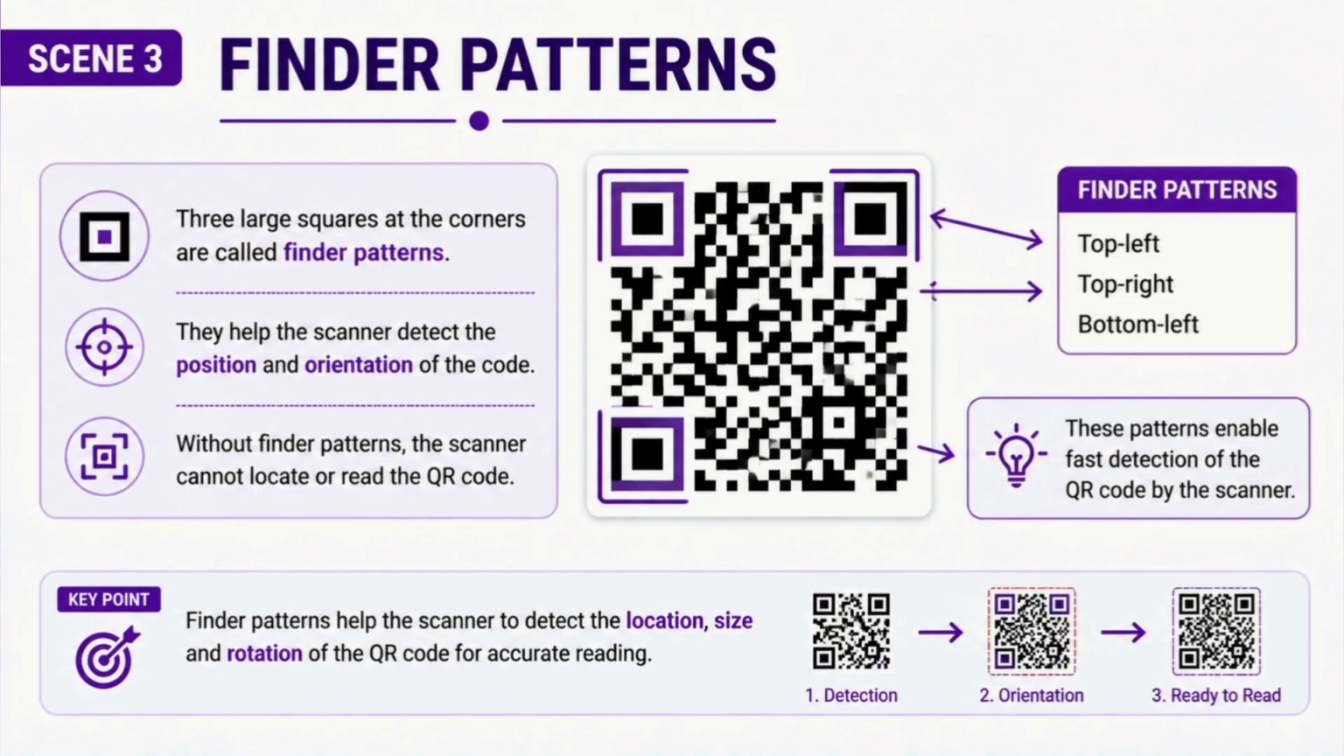There are three large square boxes located at three corners of the QR code. These patterns help the scanner quickly detect the presence of a QR code. They also help determine the orientation of the code, whether it is rotated or tilted. Without finder patterns, the scanner would not know where the QR code begins or ends. Each finder pattern consists of nested black and white squares arranged in a specific ratio. This unique design allows the scanner to distinguish QR codes from other patterns.